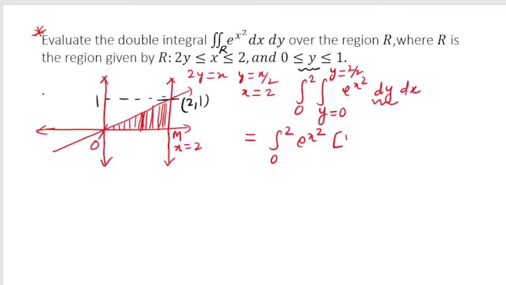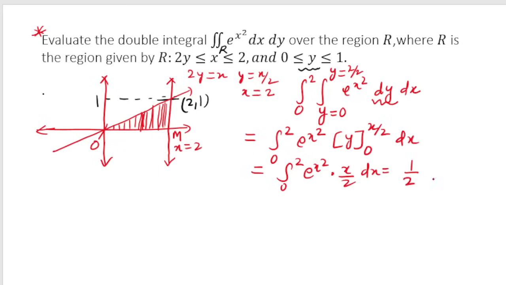The integration of dy will be y, and the limit of integration is 0 to x by 2 dx. Now I take the limit 0 to 2, e to the power x square into x by 2 dx. So we have 1 by 2 constant out, 0 to 2 x e to the power x square dx. Okay. Now my question is, how many of you will be able to integrate this?